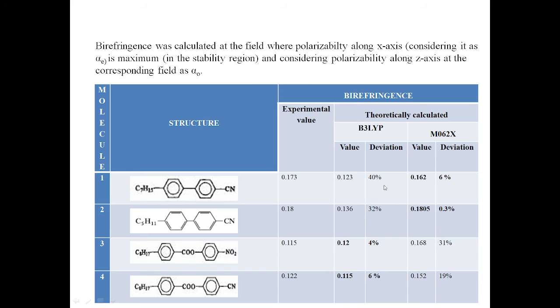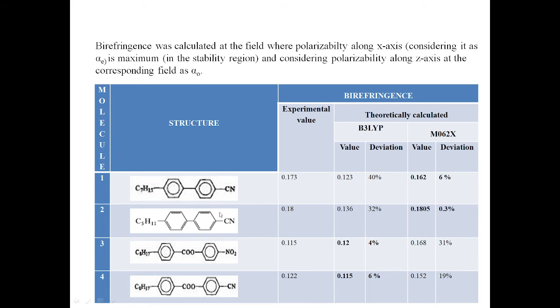In the first case, the deviation is 40% for B3LYP and 6% for M06-2X. In the second case, B3LYP has a deviation of 32%, but M06-2X has a variation of 0.3%. Similar is the case of the third. Here, B3LYP estimates 4%, whereas M06-2X represents 31%. And similar is the case for others.